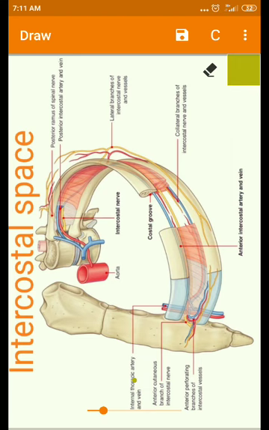Dear students, welcome back. Now we are going to see the intercostal space and its boundaries. Intercostal space is the space between two ribs and their corresponding costal cartilages.